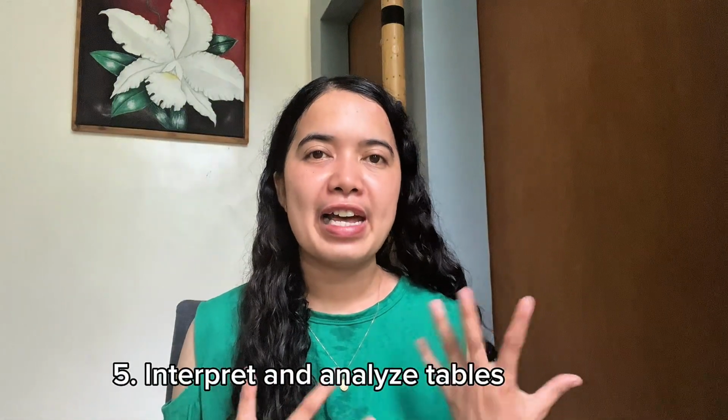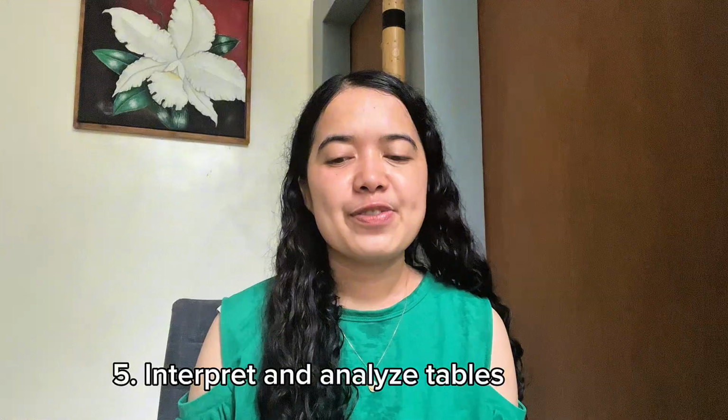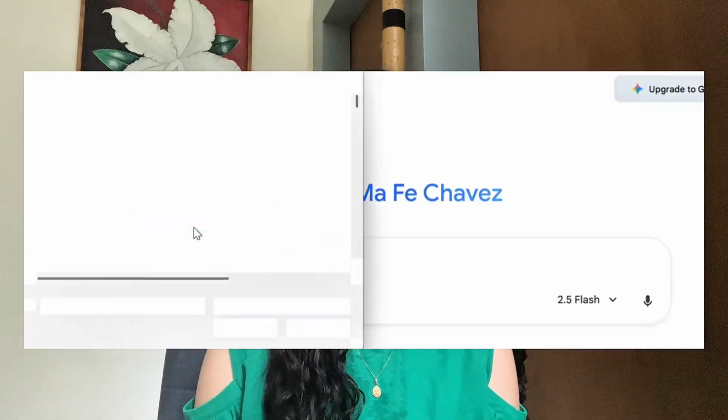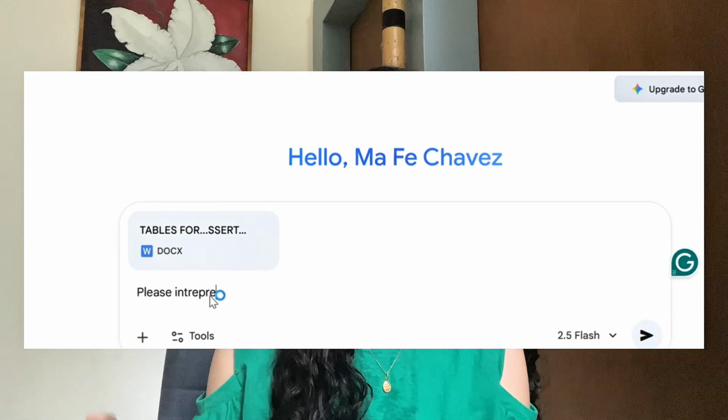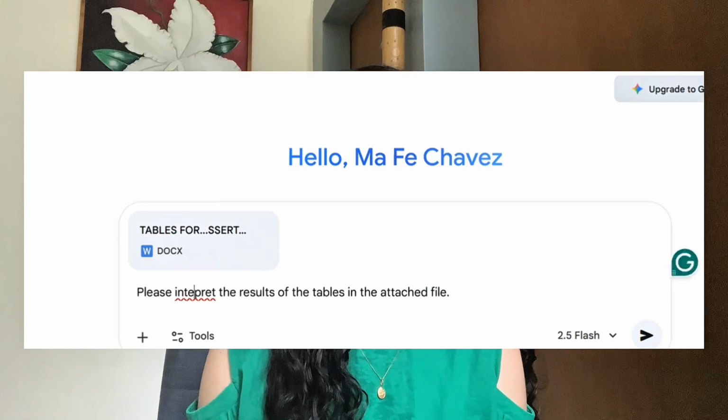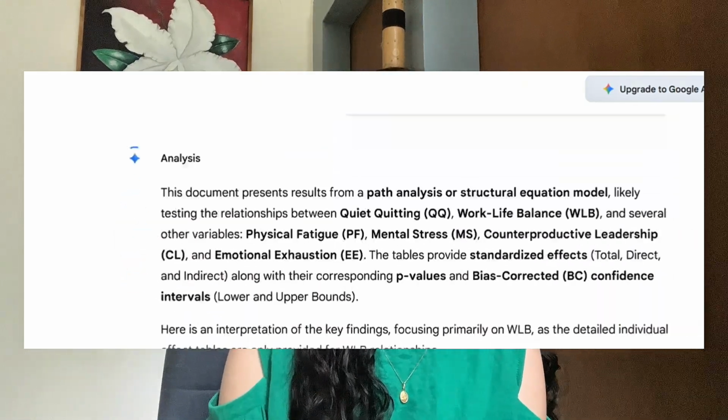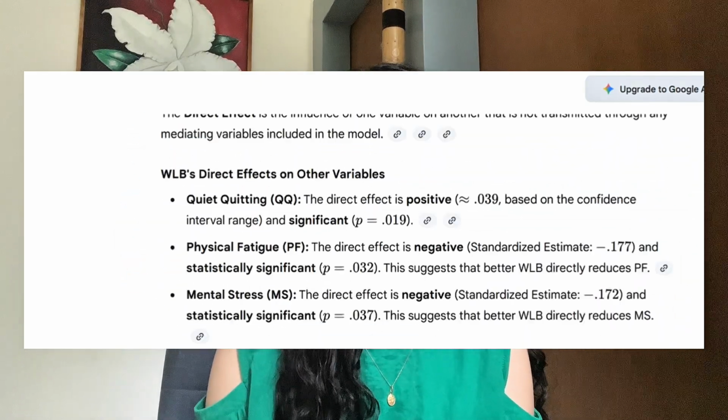The last one is I use AI to interpret and analyze my tables. I just recently discovered this one. I love Gemini AI because it helped me interpret my tables. Since I'm currently working on a quantitative research, what I did was I attached the file and then I asked Gemini AI to help me interpret the tables from the file. And these are the 5 ways to use AI in writing our research paper.